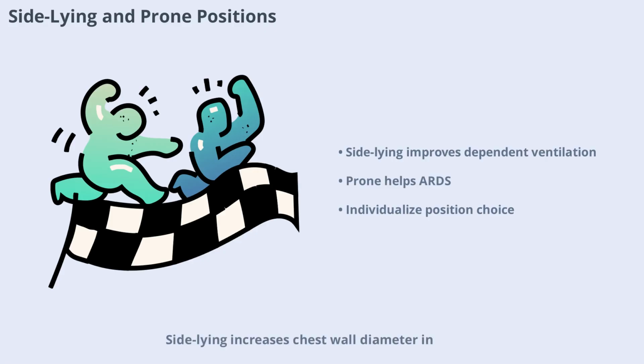Side-lying increases chest wall diameter in the dependent region and improves ventilation there, though it may decrease tidal volume and FRC. Prone positioning is especially effective for patients with ARDS or acute lung injury, as it improves oxygenation by promoting more uniform ventilation perfusion distribution. However, these positions must be chosen based on individual patient needs and contraindications.